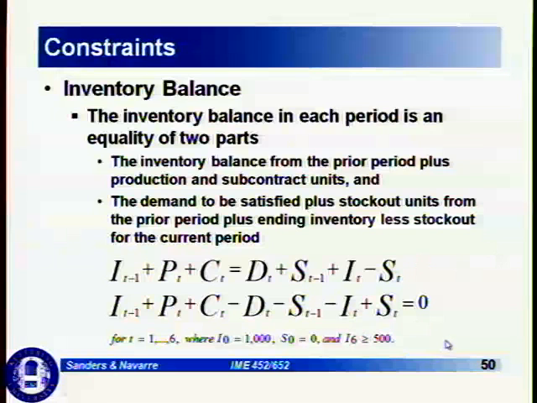Now, of course, in order to have a constraint equation, we need to set this equality equal to a constant right-hand side. So we take everything here on the right-hand side, move it to the left-hand side, set it off against what we had on the left-hand side, and set that equal to 0. This is where our beginning inventory is going to be equal to 1,000. We'll set that up in a constraint. And our ending inventory must be greater than or equal to 500. We'll also set that up in a constraint.